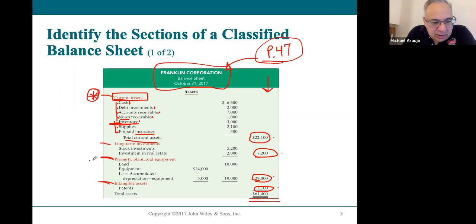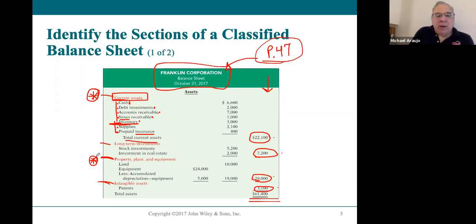The only other classification of asset that has a type of order to it is property, plant, and equipment. Okay, and of course, you're going to see current assets and property, plant, and equipment on every single balance sheet, I can guarantee you, without question. You're going to see those two classifications on every single balance sheet. You will probably not see long-term investments on many balance sheets. Intangible assets, depending on the type of company it is and what it does, you'll see them or maybe not.